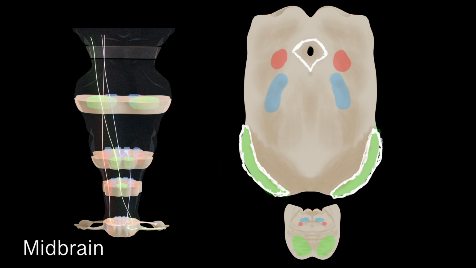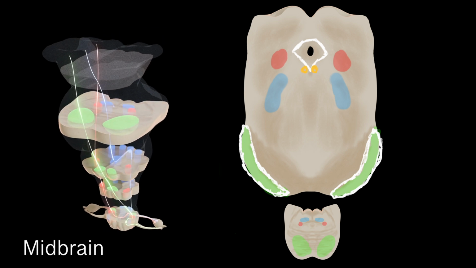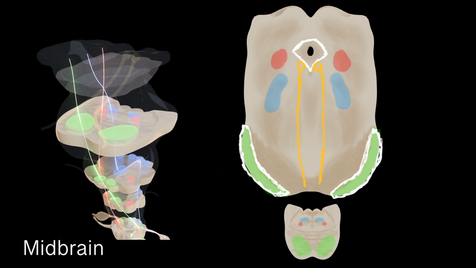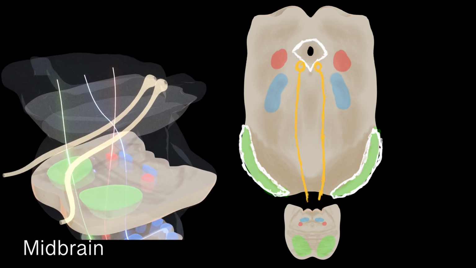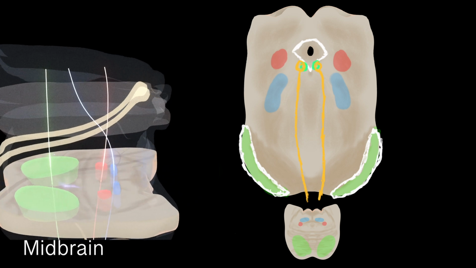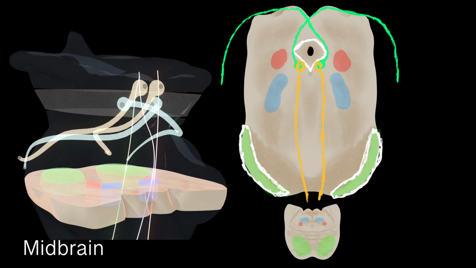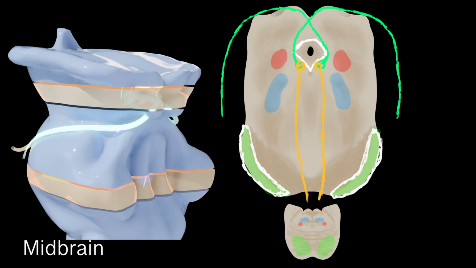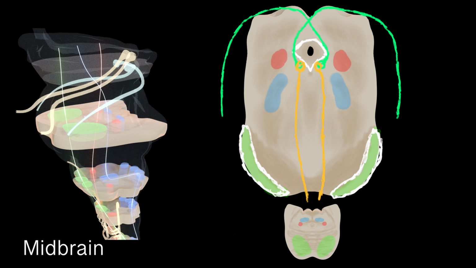Again, the midbrain is home to nuclei for cranial nerves 3 and 4. Cranial nerve 3, the oculomotor nerve, handles most of the muscles that move your eye, plus the ones that lift your eyelid and constrict your pupil. Cranial nerve 4, the trochlear nerve, is a little special. It's the only cranial nerve that exits dorsally, that is from the back of the brainstem, and controls the superior oblique muscles, which help with downward and inward eye movement.